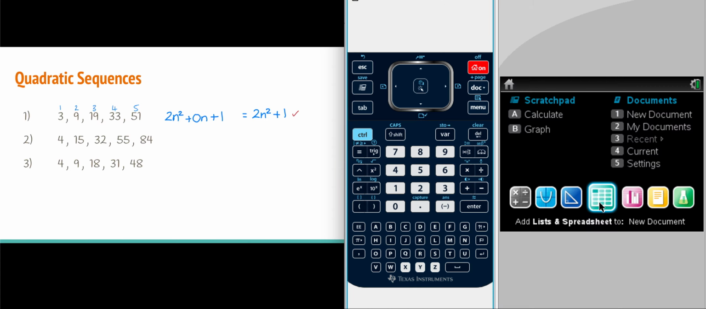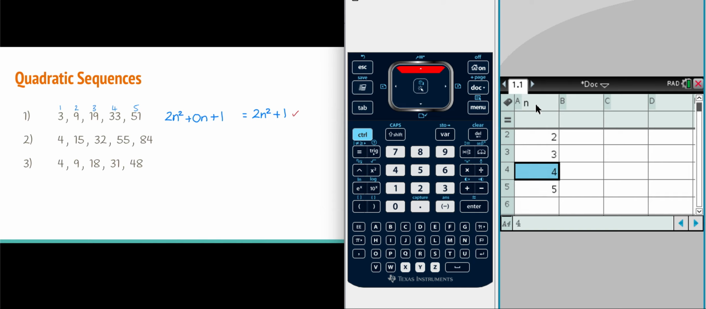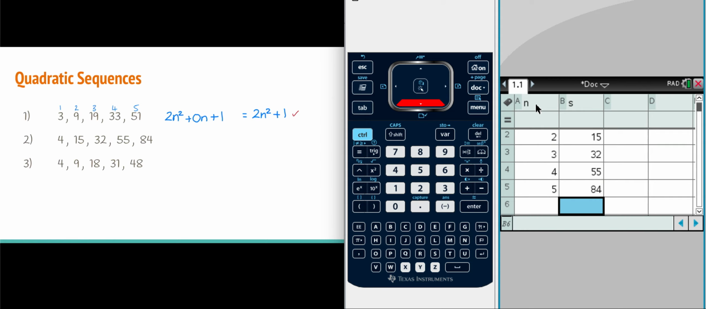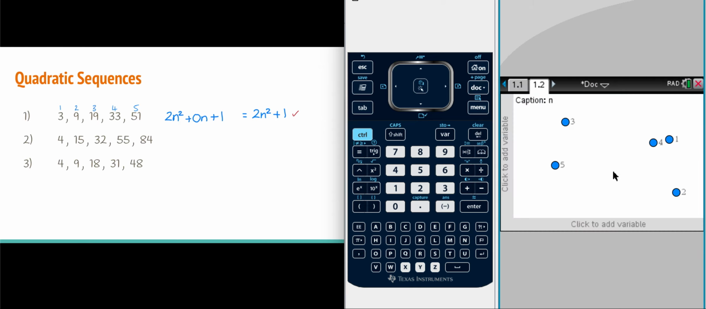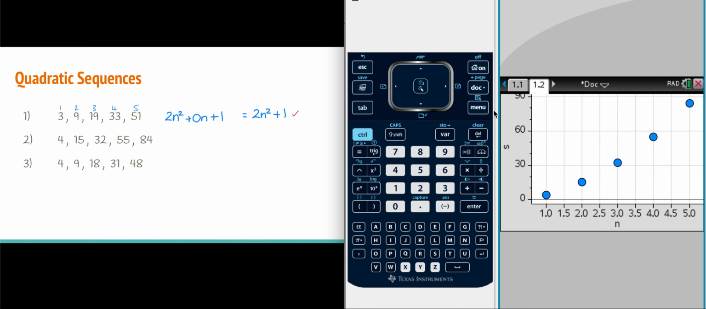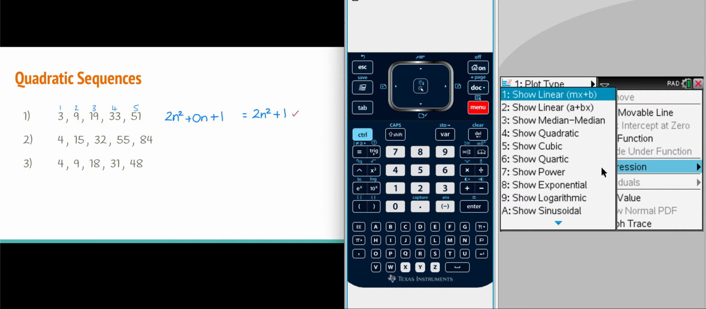So once you've done that, you can then go back and type your sequence in again. So the first term, second term, third term, fourth term, and fifth term, and then the value of the sequence, S. So the second sequence here is 4, 15, 32, 55, and 84. So I'm just going to type that in. And then I can do Document, Insert, Data and Statistics. I select my N, I select my S, and from there I can then do my menu, analyze, regression, and quadratic regression.